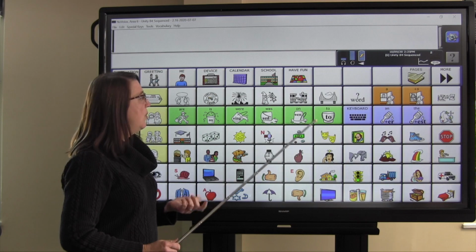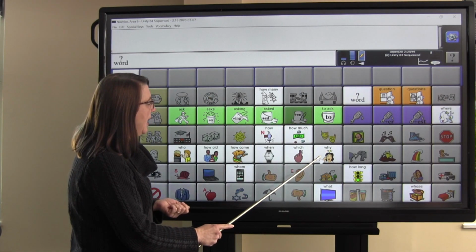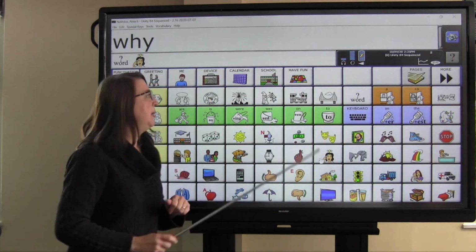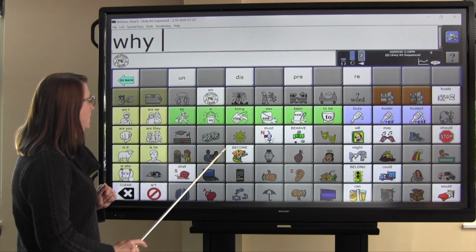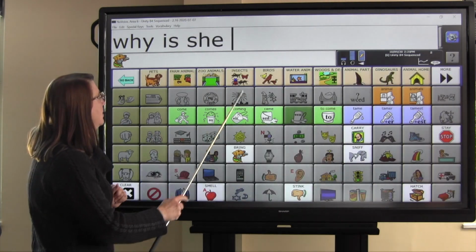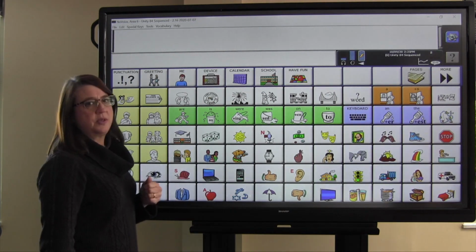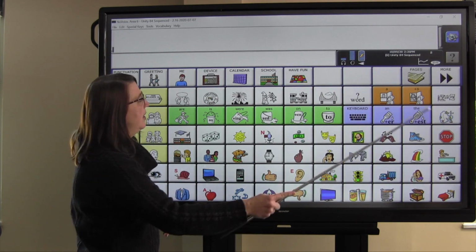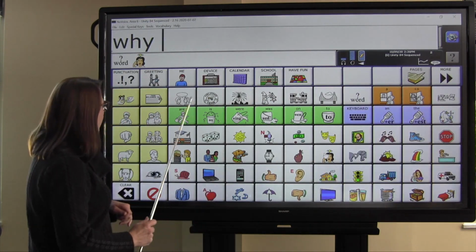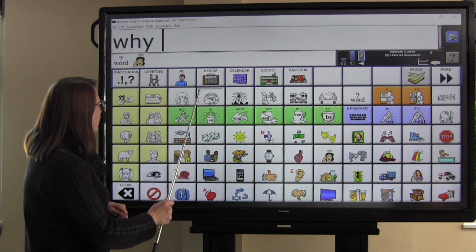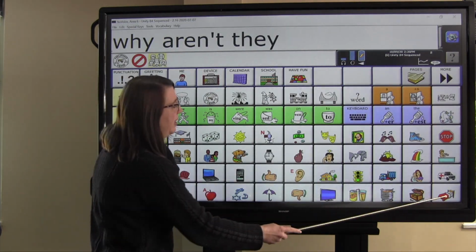Okay, let's take a look at one more question word. Let's do why. Why is she coming? Our auxiliary verb plus she. Is she coming? Why is she coming? Okay, let's do another sentence with why. Why aren't they? So we're going to start with our auxiliary, go to our negative. Aren't they sleeping?